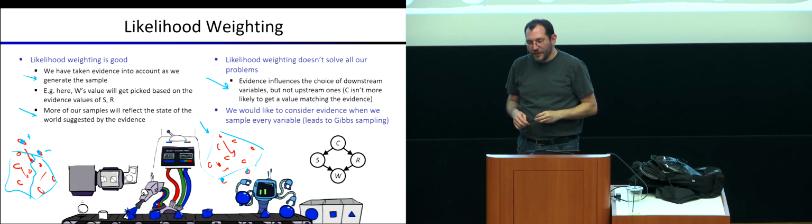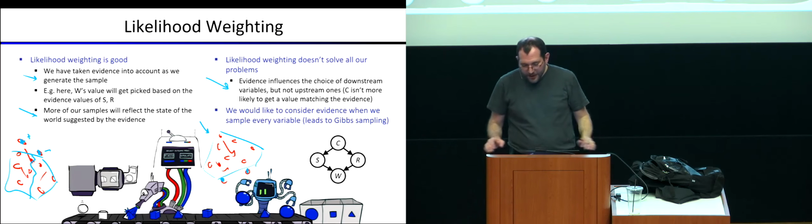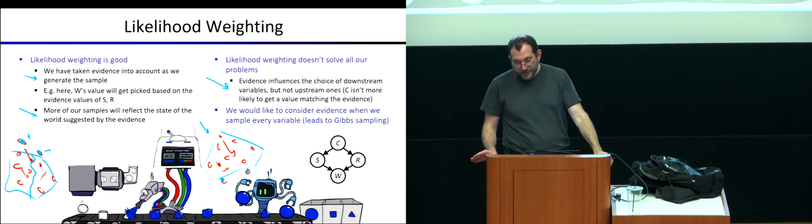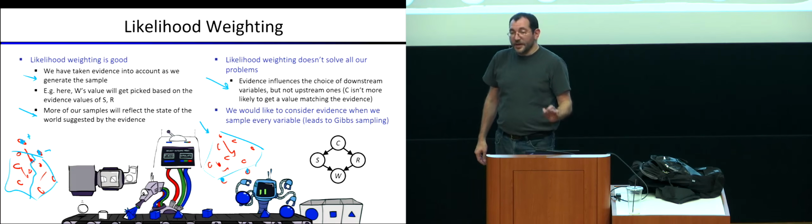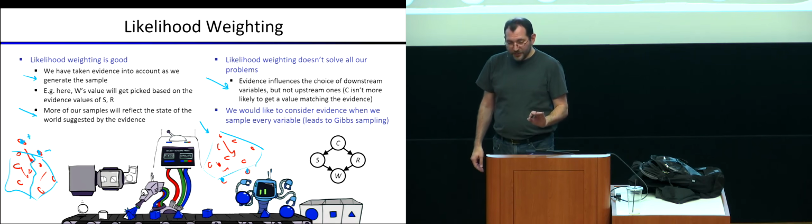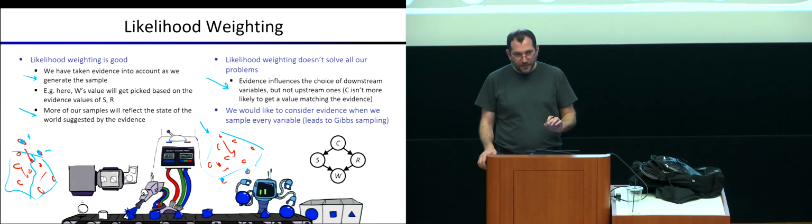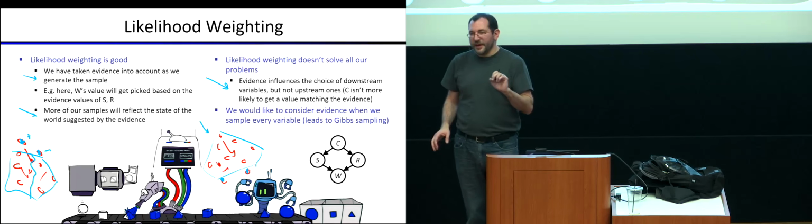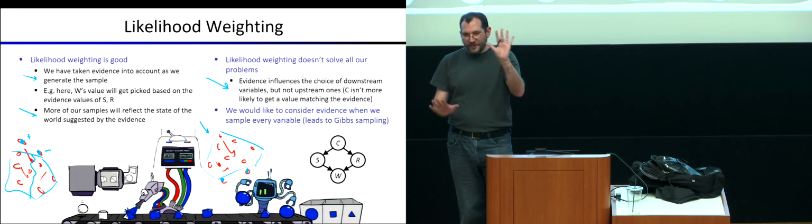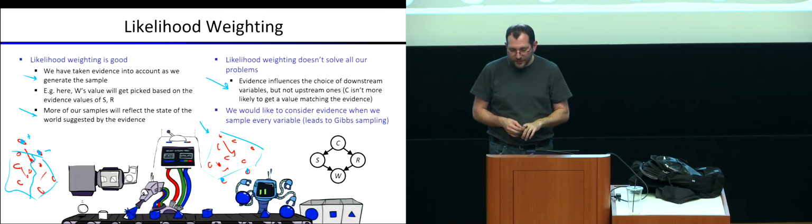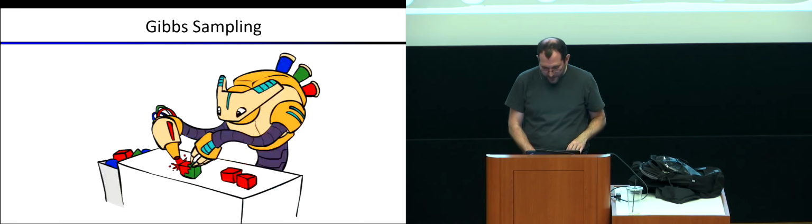So we're going to take a couple-minute break, and then we're going to talk about another technique called Gibbs sampling, which has its own issues, which we'll get into, but fixes this problem of wanting your samples to take into account the evidence, regardless of where the evidence is placed in the network. Okay, so a couple-minute break, and then we'll take over with Gibbs sampling.